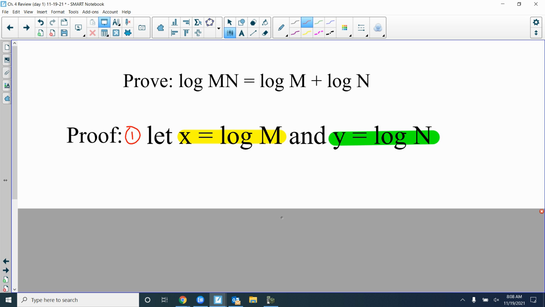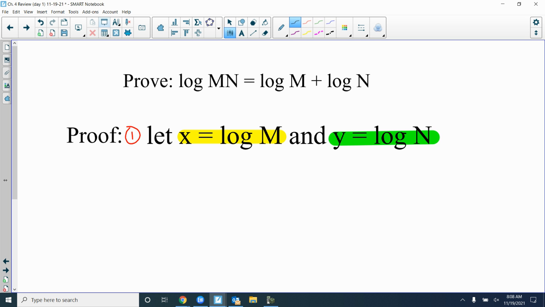You don't need to number them, but if it helps you, fine. So we're just letting x equal log of m, and we're letting y equal log of n. Once you have that, convert each piece to exponential form.